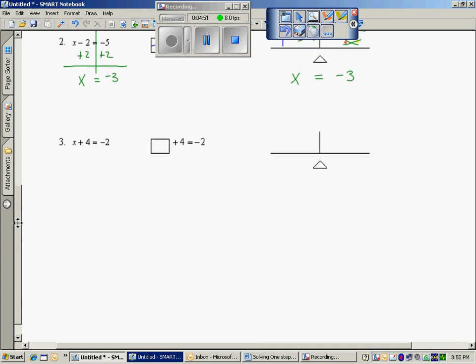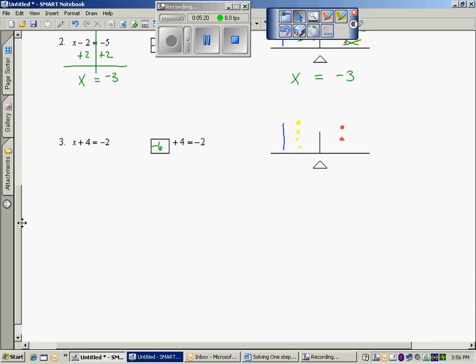And the last problem, what number plus 4 is negative 2? Negative 6. If I'm $6 in the hole and somebody gives me 4, I'm still in the hole, $2. Showing the equation on the balance, x. Positive 4 means I have 4 yellow. Equal sign is the center of the balance, and on the right-hand side I have 2 red.